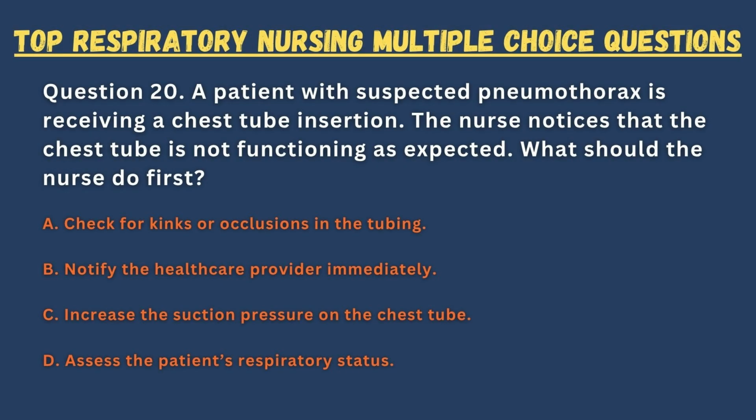Question 20. A patient with suspected pneumothorax is receiving a chest tube insertion. The nurse notices that the chest tube is not functioning as expected. What should the nurse do first? A. Check for kinks or occlusions in the tubing. B. Notify the healthcare provider immediately. C. Increase the suction pressure on the chest tube. D. Assess the patient's respiratory status.